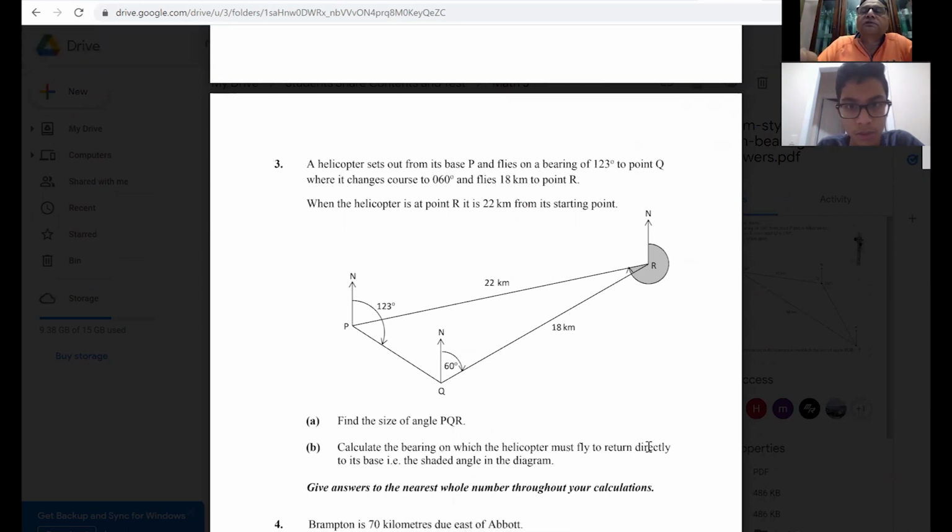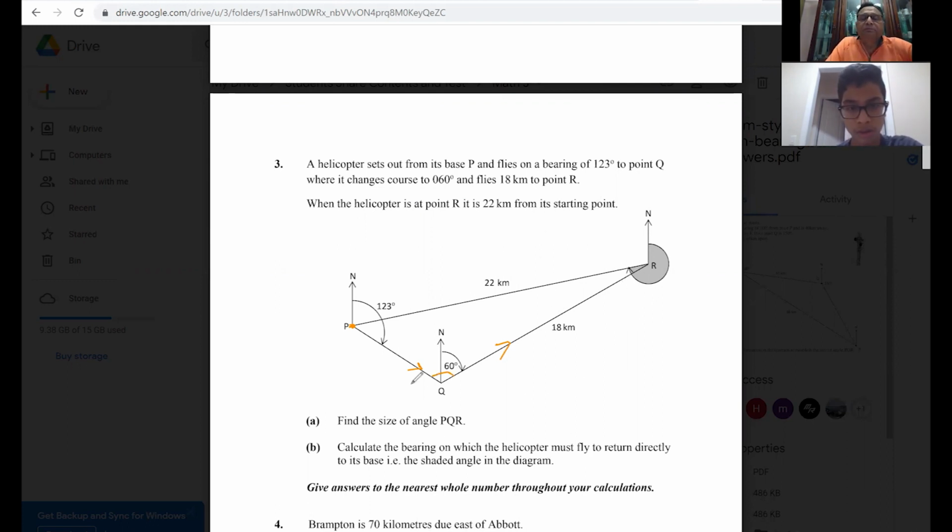We got quite a few questions here. Yes, can you please read the question? Okay, a helicopter sets out from its base P and flies on a bearing of 123 degrees to point Q, where it changes course to 60 degrees and flies 18 kilometers to point R. When the helicopter is at point R, it is 22 kilometers from its starting point. Find the size of angle PQR and calculate the bearing on which the helicopter must fly to return directly to its base. The shaded angle in the diagram.